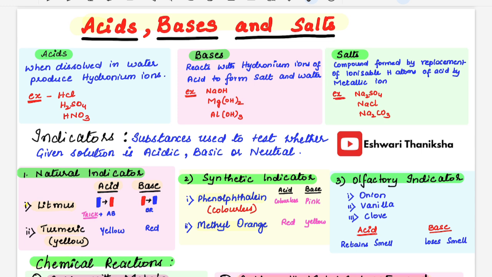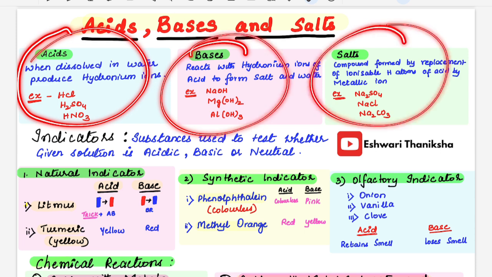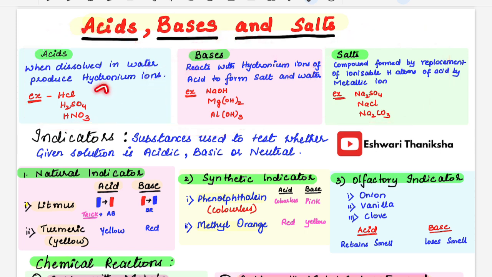So let us see acids, bases and salts. First you should know what is acid, what is base and what are salts. With the definition and some examples I have given here. Acid means it should have hydronium ion. Examples: HCl, H2SO4, HNO3. Bases means it will have OH minus ion.